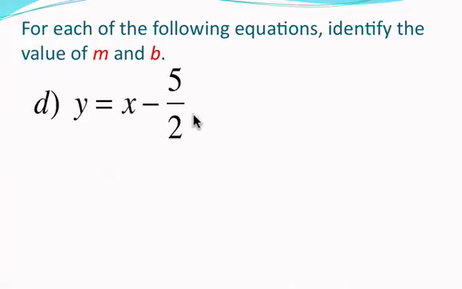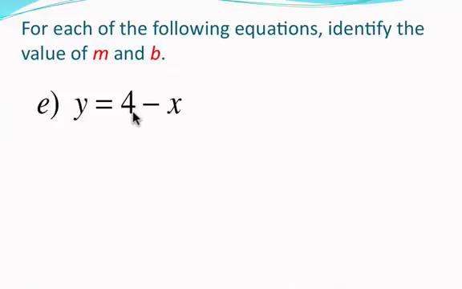In our fourth example, we've got y equals x minus 5 over 2, and here there's no number in front of the x, but it's understood that there is 1x, so m here is 1. This is a common error: if there's no number there, m is 1. And for the b, since we're subtracting 5 over 2, our b is negative 5 over 2.